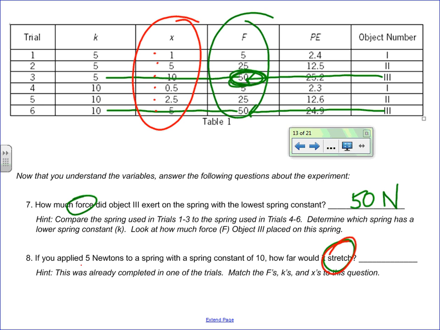All right, so we're applying 5 newtons, which means we have to look at the force column, and 5 is here, and 5 is here. So now our answers are either going to be 0.5 if it were that one, or 1 if it were the first one. How do we know if it's 1 or if it's 0.5?